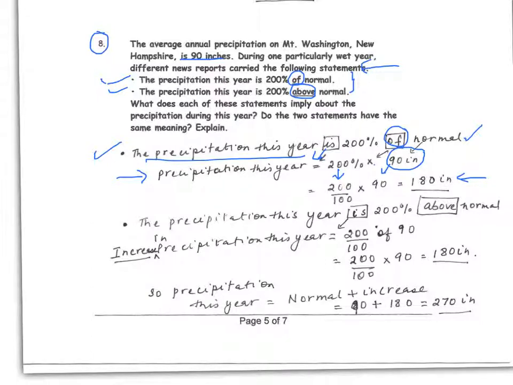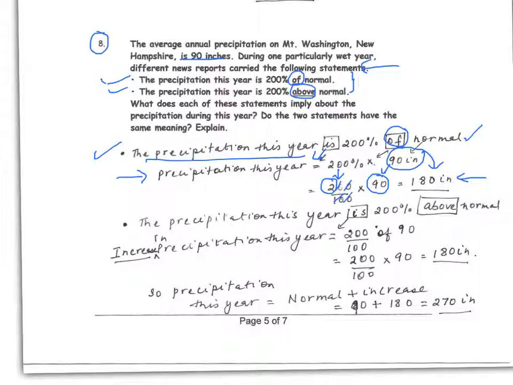If the statement says the precipitation this year is 200% off the normal, then it's like saying, if you cancel off those zeros, which is 100 goes 2 times into 200, it's the same as saying that the precipitation this year is 2 times what is considered normal. So it's 2 times the normal, which is 180. So basically what we've done is doubled the 90 to get 180.